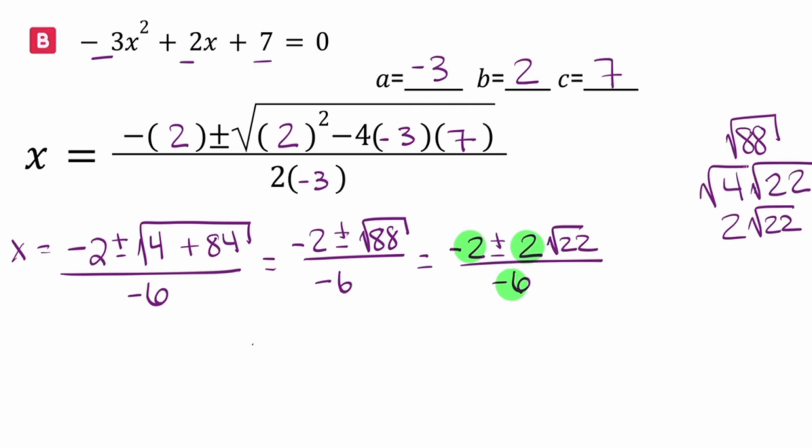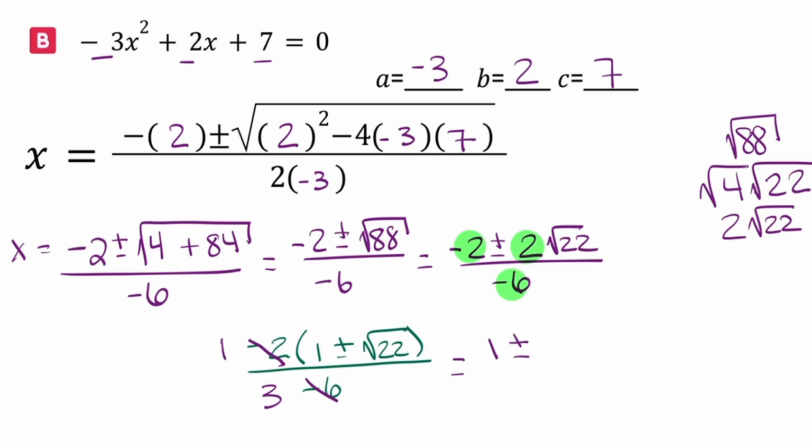We're going to factor out a negative 2. Now, the cool thing is with this plus minus, we no longer have to worry about the sign there because it's going to be both of them. And now this negative 2 and this negative 6 can reduce to 1 over 3. So negative 2 becomes the 1. Negative 6 is 3 because we're going to reduce by the 2. And our final answer is 1 plus or minus the square root of 22 over 3.